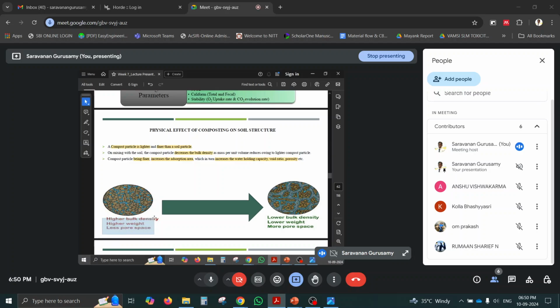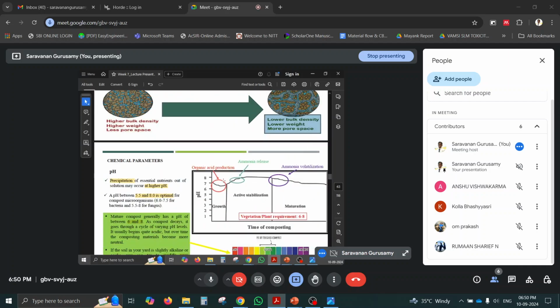So normal soil will have high bulk density, high weight, and fewer pores. If you are mixing the compost, it will reduce the bulk density, it will reduce the weight, and more pore space will be available. That is more porosity, more void ratio, and more water holding capacity. So if more water is held in the soil, then the plant can easily take the water from the soil, and the plant growth will be higher. That is the ultimate aim.